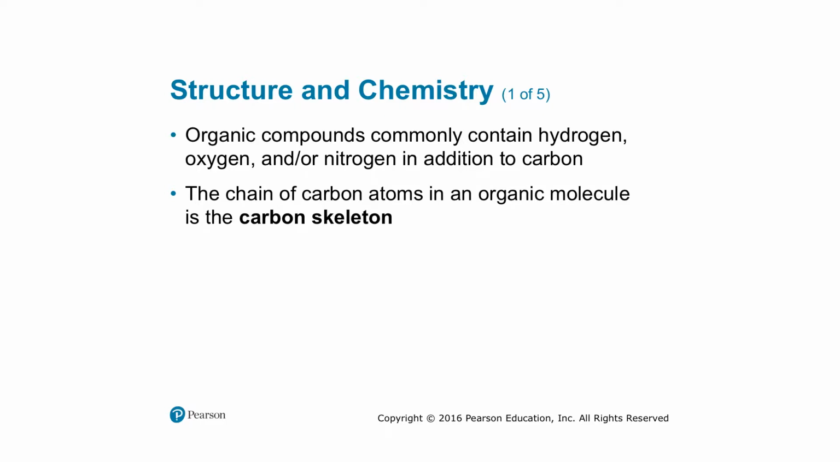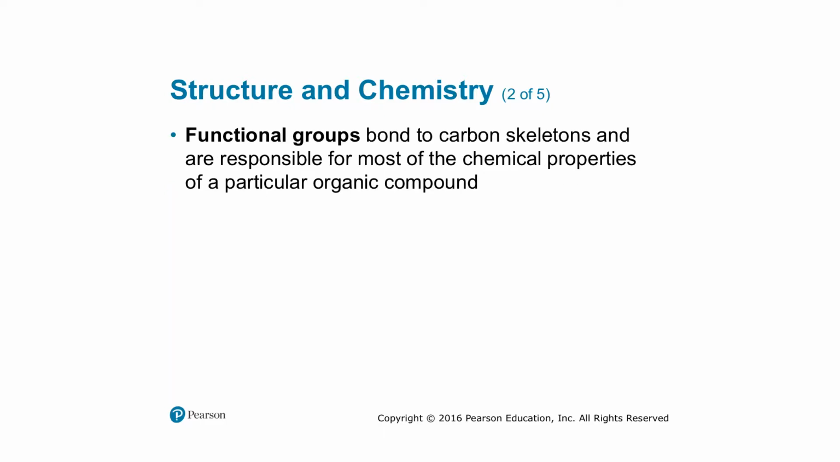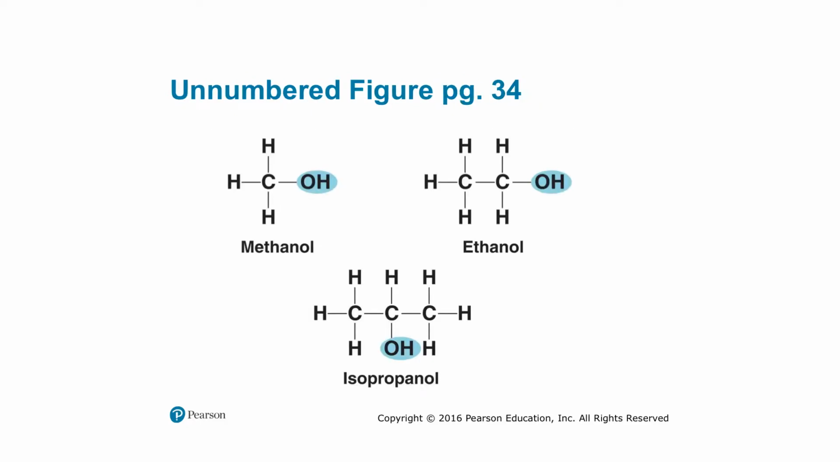An organic compound commonly contains hydrogen, oxygen, and or nitrogen in addition to carbon. It must have carbon to be considered organic in regards to chemistry. So the chain of carbon atoms in an organic molecule is what we call the carbon skeleton. And so functional groups bond to the carbon skeletons and are responsible for most of the chemical properties of a particular organic compound. So here we see methanol, we see ethanol, and we see isopropanol. If you have methanol, you shouldn't drink methanol. Okay, don't drink.